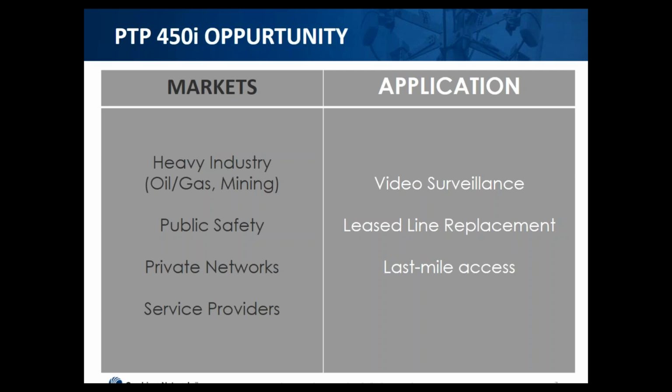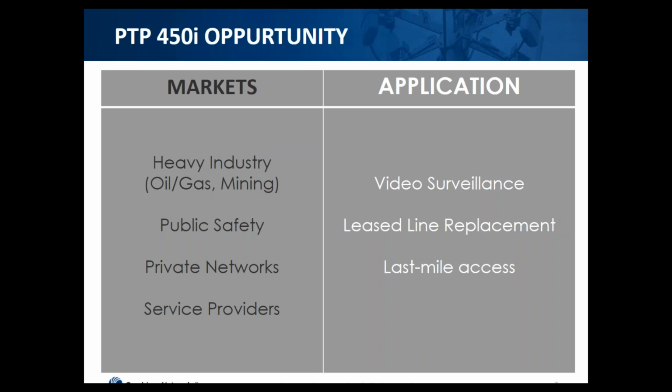In heavy industries such as oil and gas, the PTP 450i can be used for video surveillance. It can also be used for providing connectivity to equipment and devices, especially offshore in the middle of the ocean. For the public safety sector, the PTP 450i comes with the AUX cable, so you can use it for video surveillance, as well as for last-mile backhauling of a lot of traffic to an access point or remote station. We also have a private network service that you can use over here.